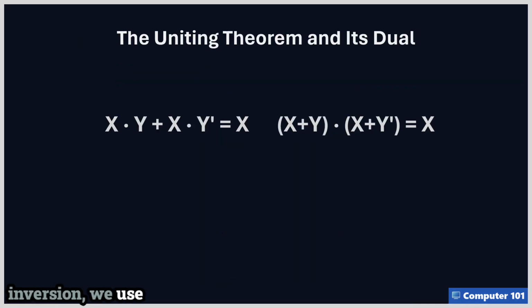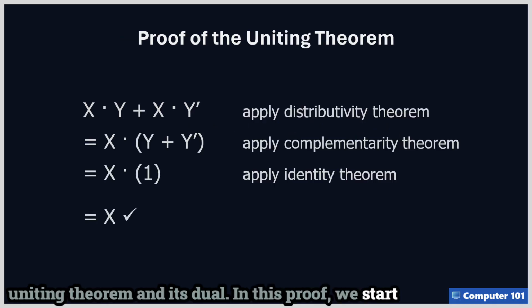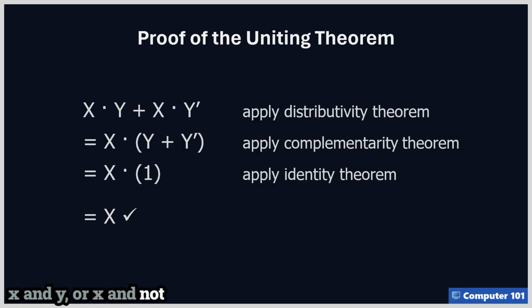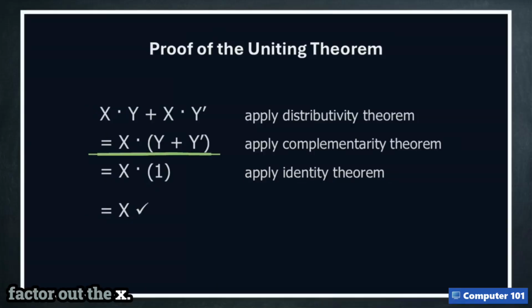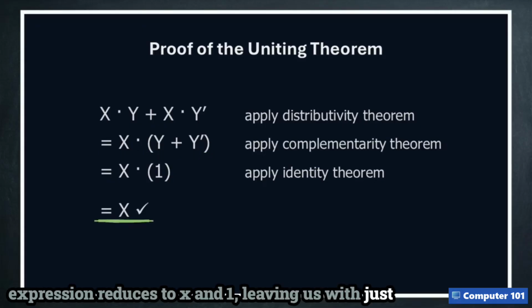Beyond inversion, we use theorems designed to reduce the number of variables in an expression. This is the uniting theorem and its dual. In this proof, we start with x and y, or x and not y. Applying distributivity, we factor out the x. Since y or not y is always 1, the expression reduces to x and 1, leaving us with just x.